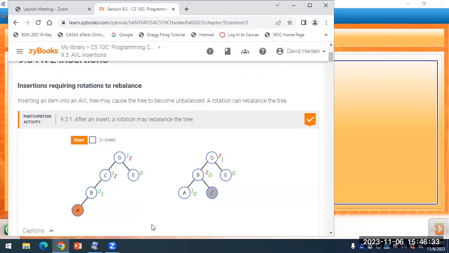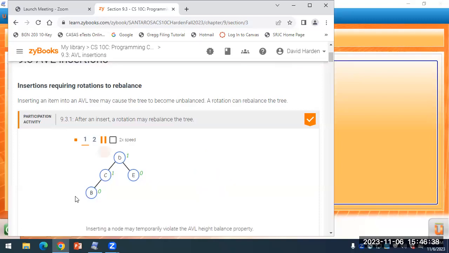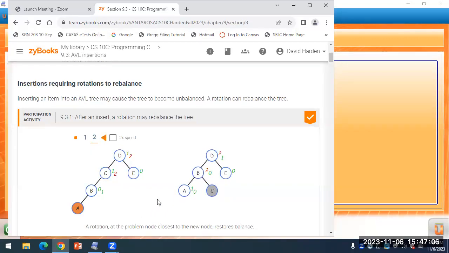So this is basically what we already talked about, right? We start with this tree. If we're going to insert an A, now it becomes unbalanced. So we're going to have to do a right rotation at C because that's the node that is not balanced, right? So we're going to pick up the B. Right? That's basically what we're already talking about.